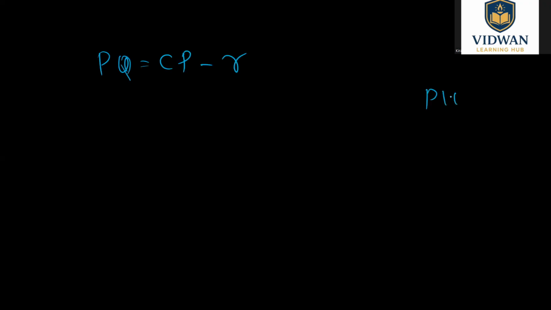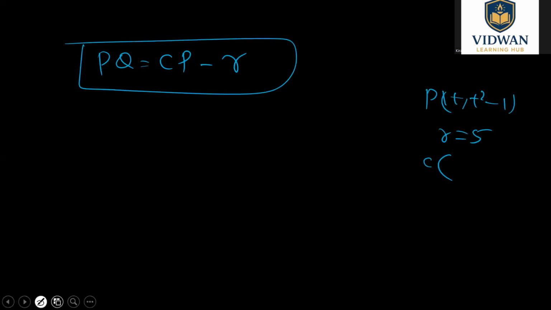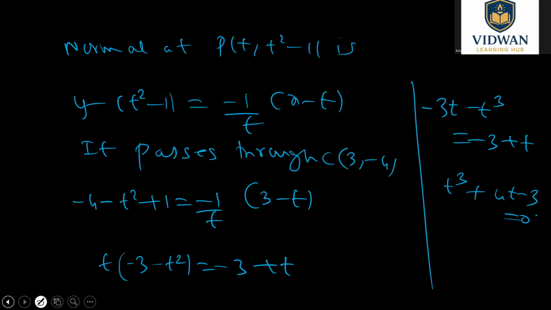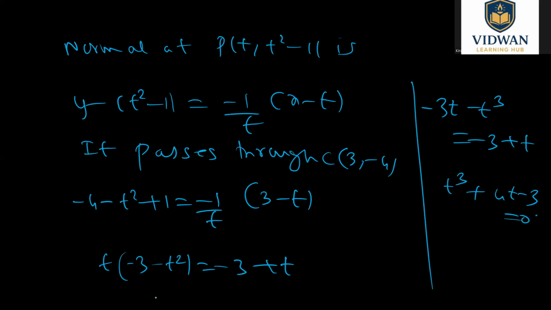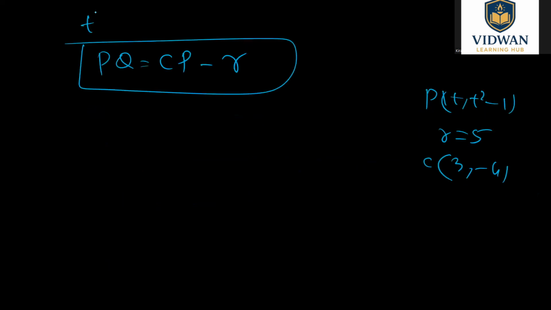What is P? t comma t square minus 1. And the radius you already got for the circle. So you just have to find this distance and subtract R, and you will get the shortest distance. To find the distance CP, you have to know the coordinates of P, because the center is already known, 3 comma minus 4. How do we get the value of t? You solve t cube plus 4t minus 3 equal to 0, which gives the value of t.